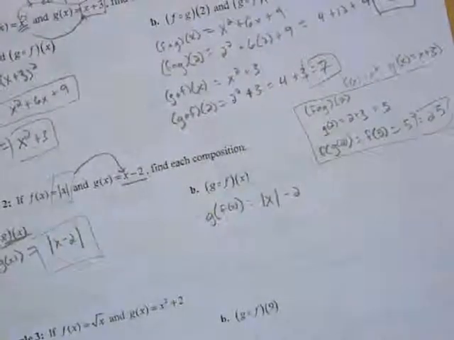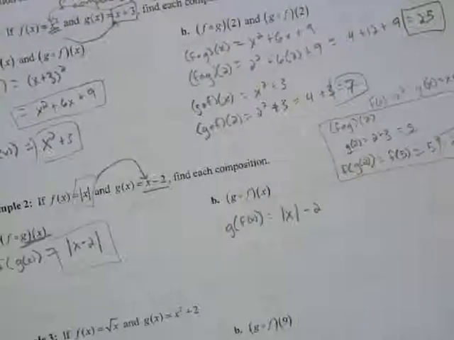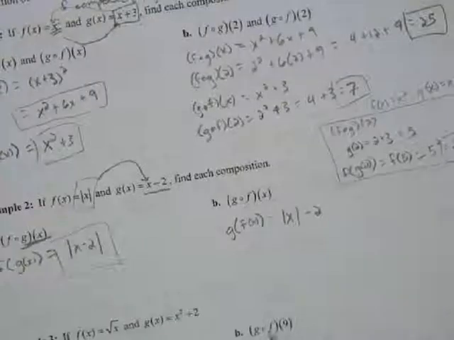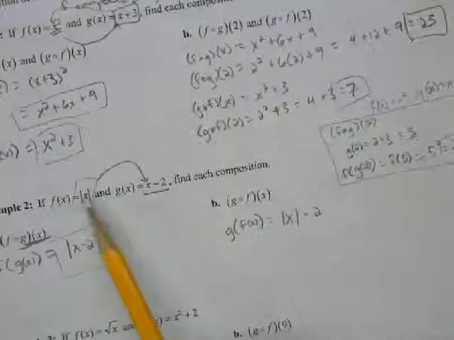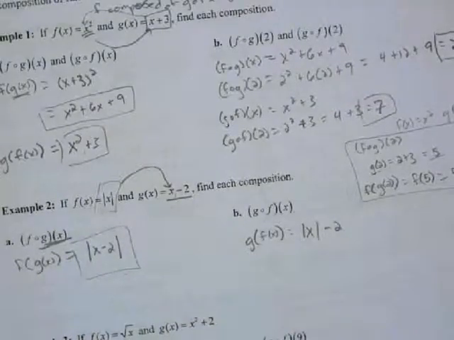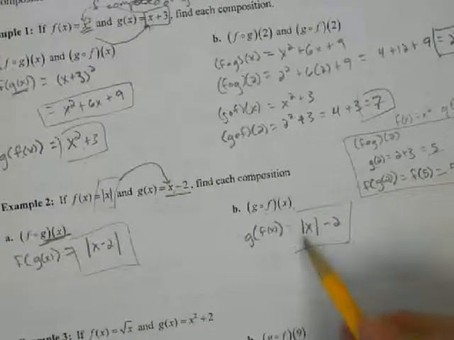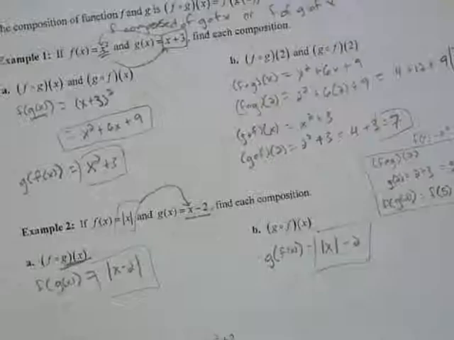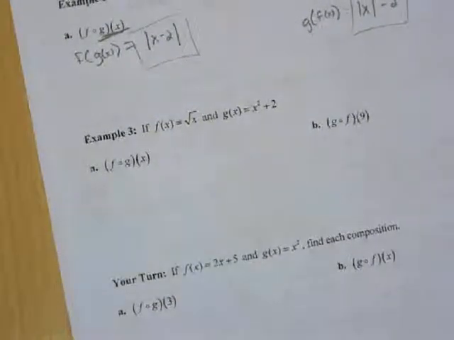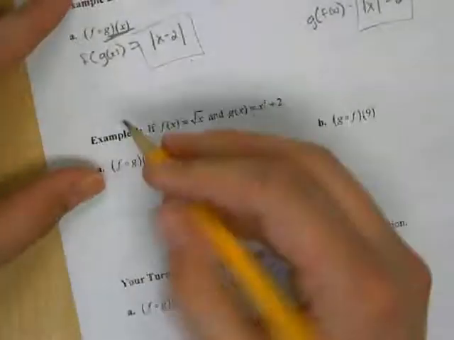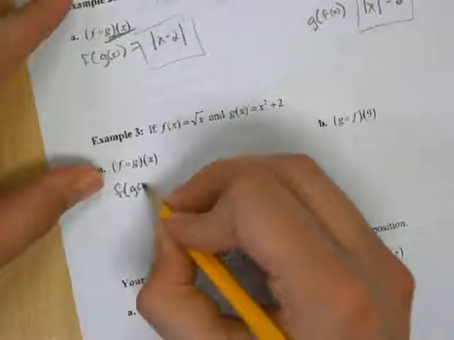Okay, it's just a substitution. I am plugging f into g. So I'm taking my f function and replacing the x's in g with that. Again, nothing I can do, so that would just be my answer there. Okay, now example 3. It's got square roots, but it's the exact same concept. g is my inside, so we're going f of g of x.